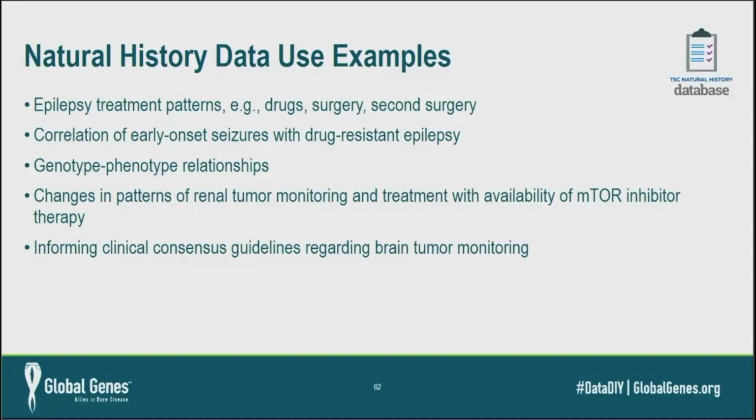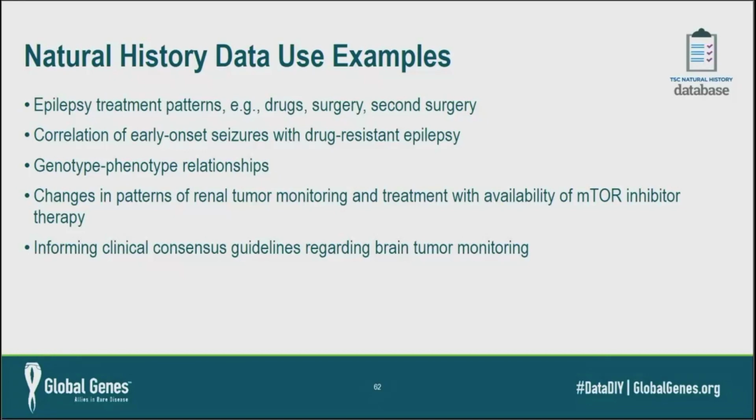Right? We've had a number of uses of the data. Multiple publications. I pulled a few out. People have studied epilepsy treatment patterns. So we're capturing what drugs they've been treated with when, and you can see when that relates to when they had surgeries or whether they needed a second surgery. We can look at whether somebody had early onset seizures, in the first year of life or even the first 6 months of life, versus those that developed them later, and how that affected other aspects of the disease and outcomes. People have looked at correlations between genotype and phenotype.